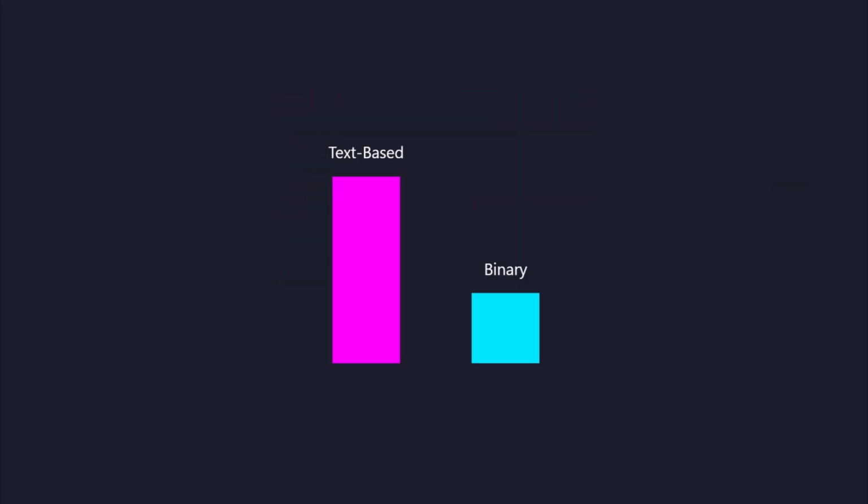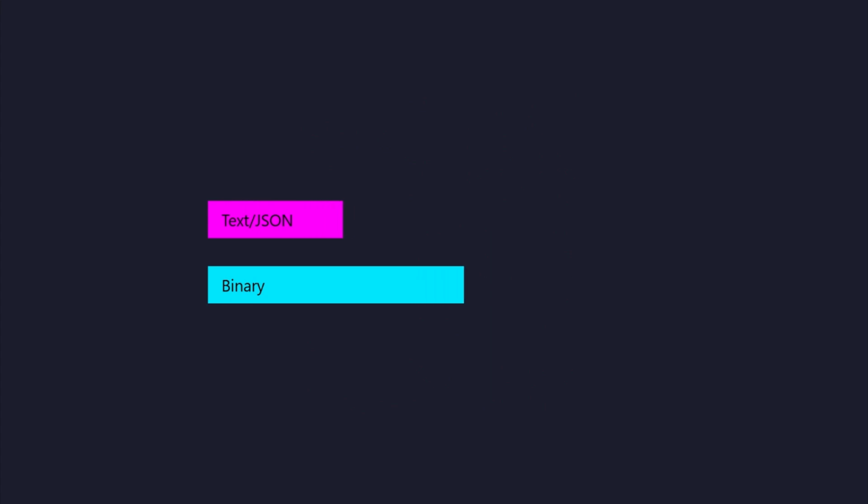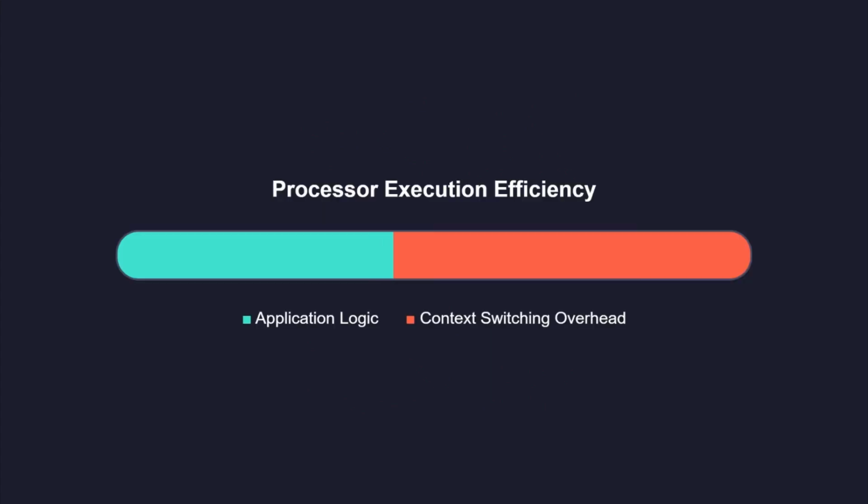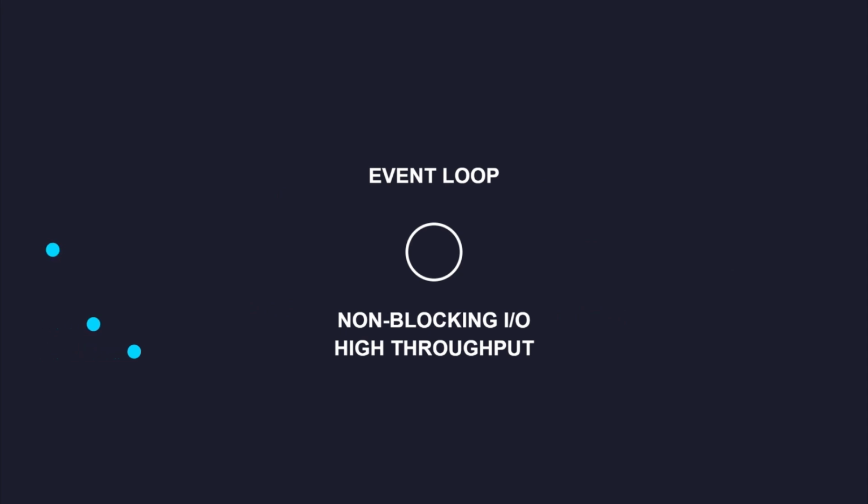Handling 10,000 parallel requests requires efficient thread management, where the binary protocol often outperforms text-based services due to lower per-request memory overhead and faster marshalling speeds. The asynchronous nature of the binary framework reduces context switching between worker threads, allowing the processor to spend more time on application logic rather than managing internal system overhead.